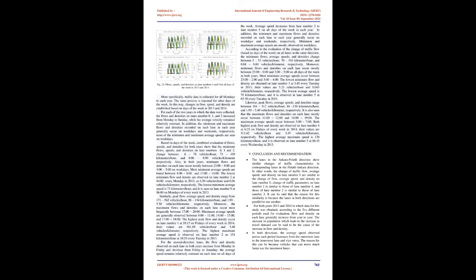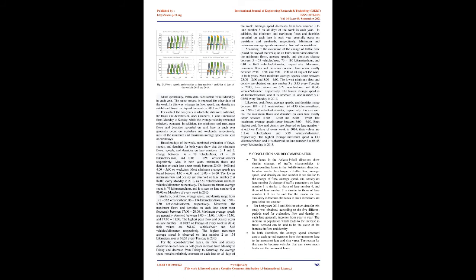Both highest peak flow and density are observed on lane number 4 at 6:25 on Fridays of every week in 2014. Their values are 511.42 vehicles/hour and 5.39 vehicles/kilometer, respectively. The highest average maximum speed is 130 km/h, and it is observed on lane number 3 at 6:45 every Wednesday in 2013. Conclusion and recommendation.